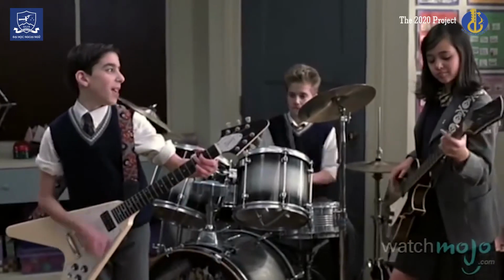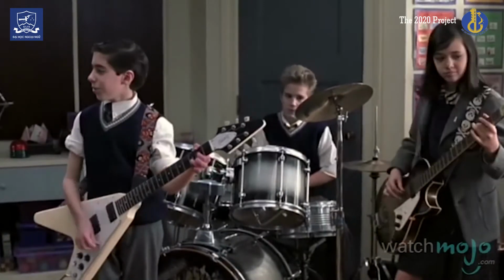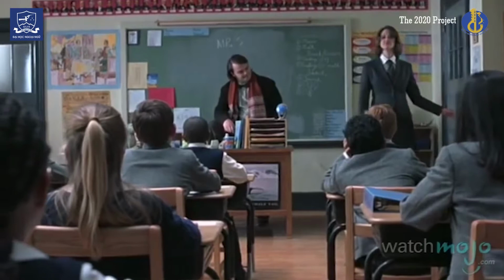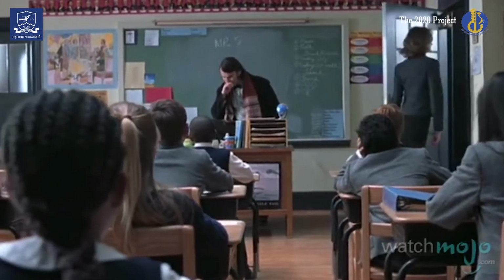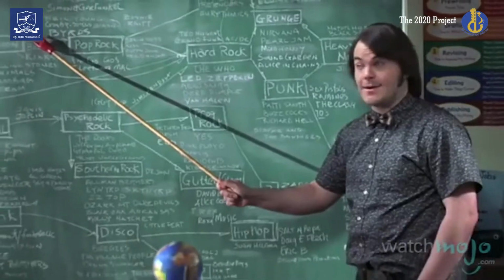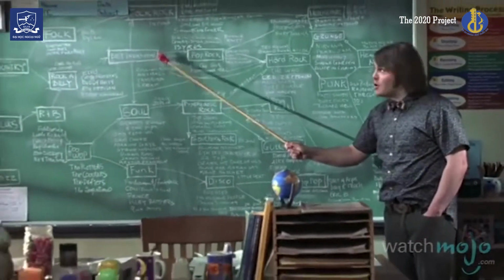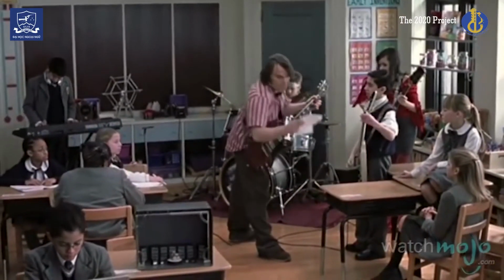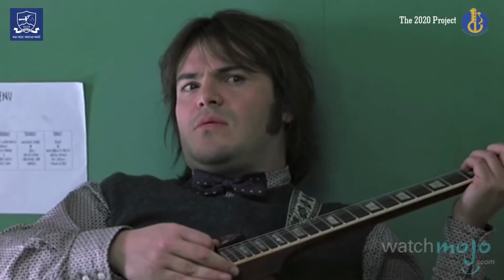There's no reason why school can't be fun, and Dewey Finn proves this. After he's kicked out of his band, Dewey pretends to be a substitute teacher at an uptight private school. He ends up being an unexpectedly great teacher, showing his students how to let go and using rock and roll as a way to get his students to become better individuals.